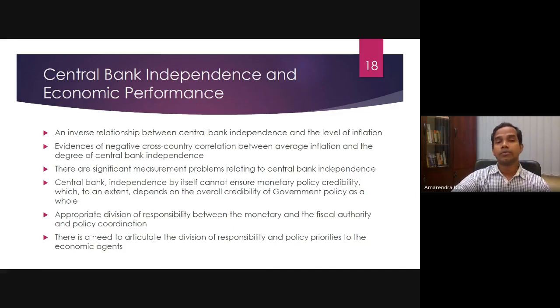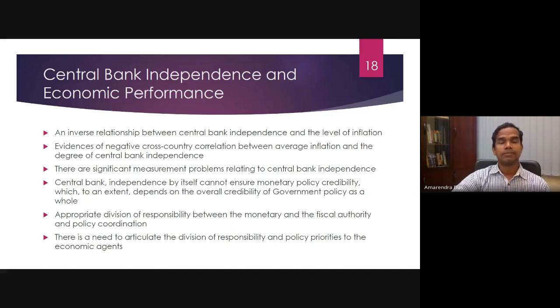If you look at the literature on central bank independence and economic performance, we see there is an inverse relationship between central bank independence and the level of inflation. That means the higher the autonomy, the lower the inflation rate, and the lower the autonomy, the higher the inflation. So there is evidence of a negative cross-country correlation between average inflation and the degree of central bank independence.